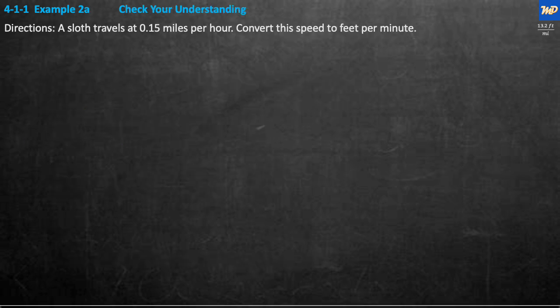Okay, example 2a, check your understanding, it says here. So, the directions. A sloth travels at 0.15 miles per hour. Convert this speed to feet per minute. So what we're going to ask you to do is pause the video. It's just like the previous slide, so if you need to, slide back and look at it. But pause the video, work this out, and when you come back, we'll work it together. Okay, I'll wait for you.